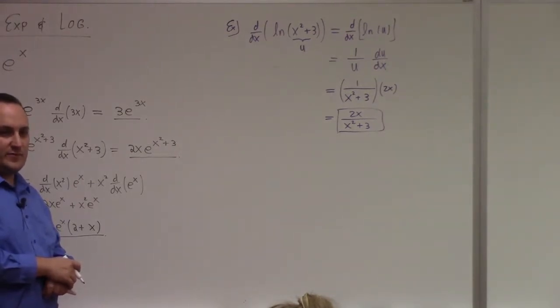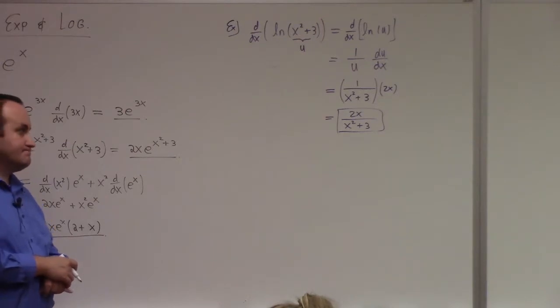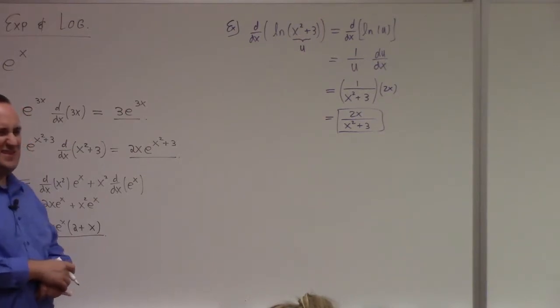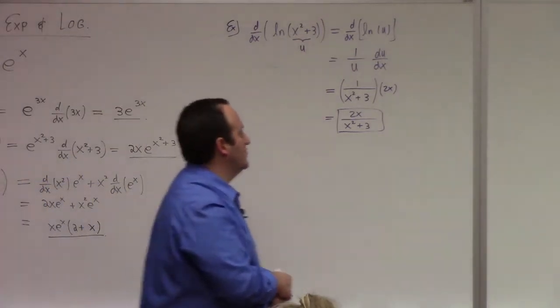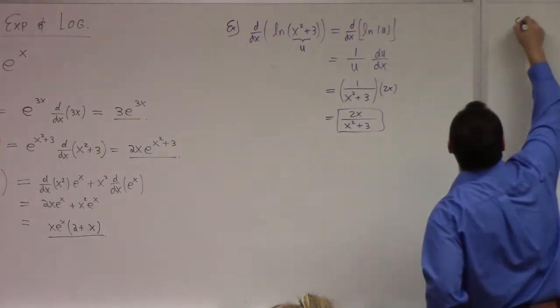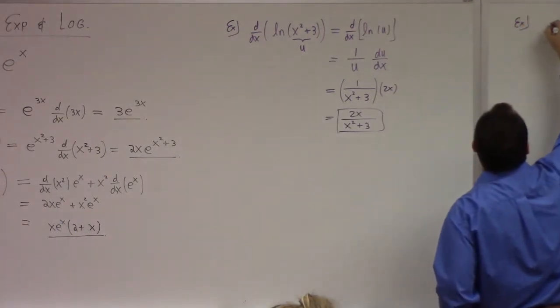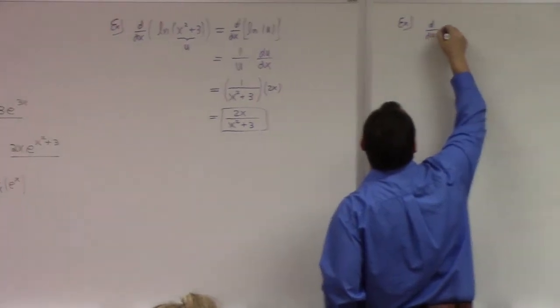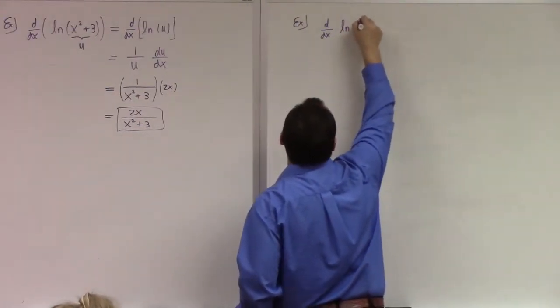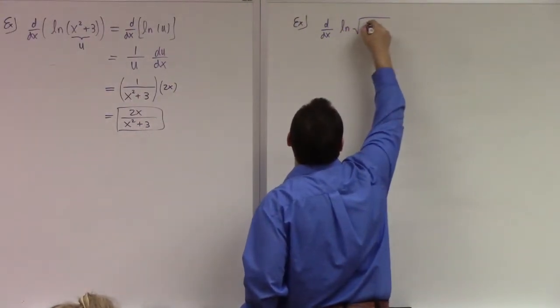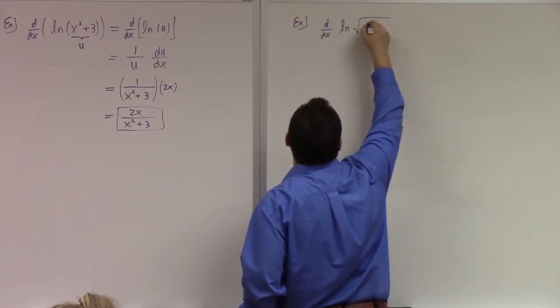If you guys are caught up with me, I'll go on to the next example. Let's do something unpleasant. Well, slightly unpleasant. What if I had d dx of the natural log of the square root of 3 minus x squared?